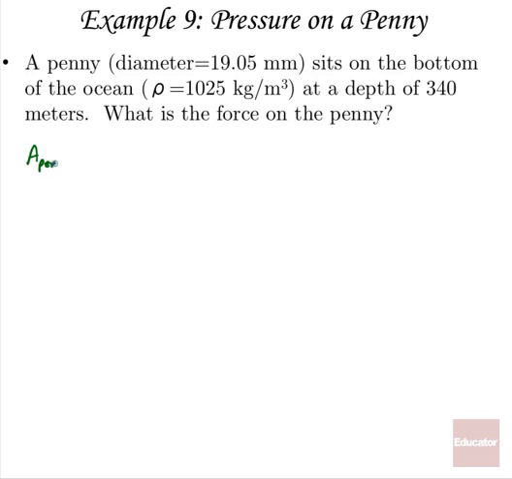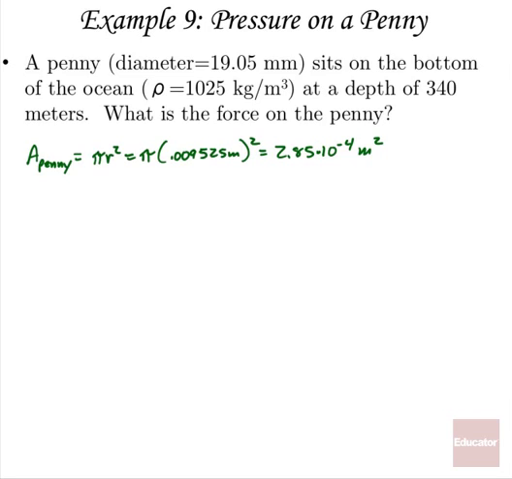The area for the penny is pi r squared. So that's going to be pi, and the radius of the penny will be half the diameter, or half of 19.05 millimeters. That's 0.009525 meters, squared, or about 2.85 times 10 to the minus 4 square meters.